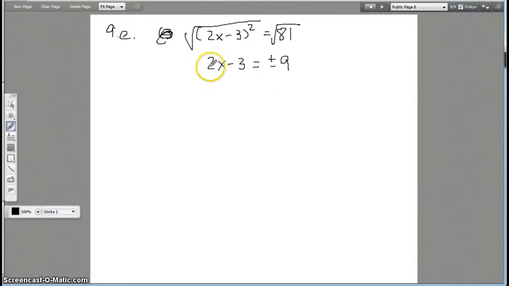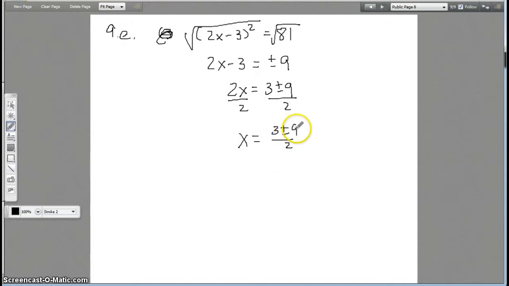Now, right now we are subtracting 3 from our x term, so to undo that we need to add 3. And when we add 3 to the left side, we have to add 3 to the right side. So we will have 2x equals 3 plus or minus 9. Now we're not done yet. This is what 2x equals. We need to find out what x is, so we need to divide both sides by 2. So our x will equal 3 plus or minus 9 over 2.